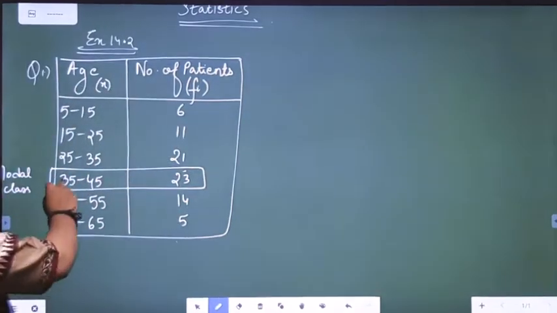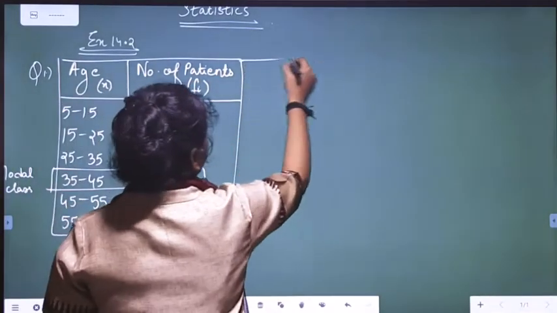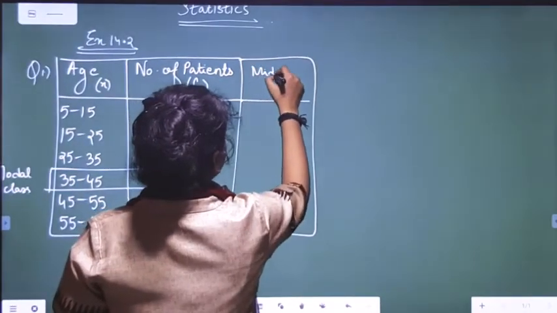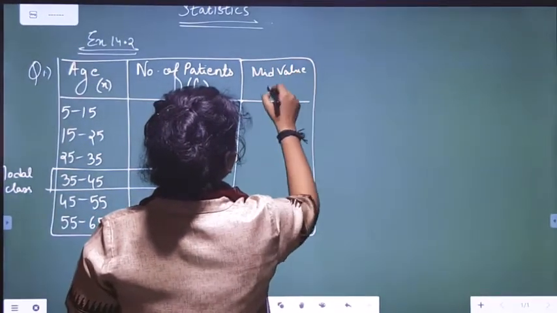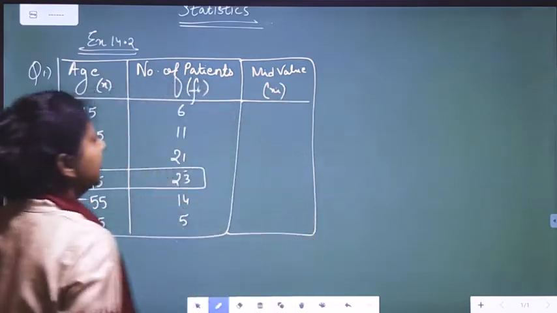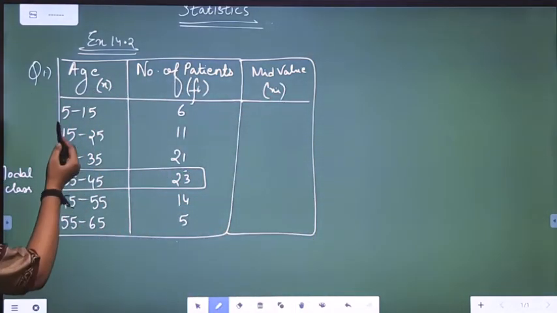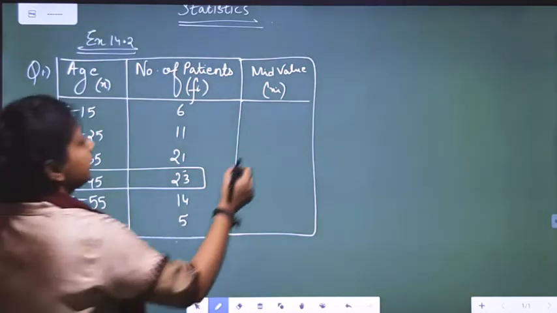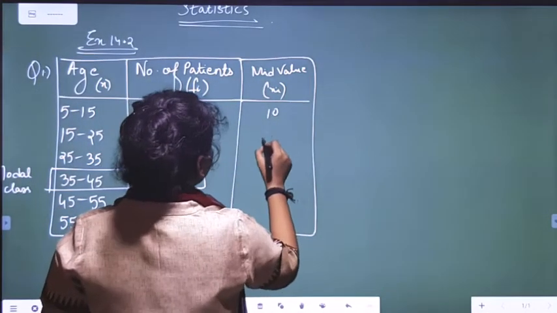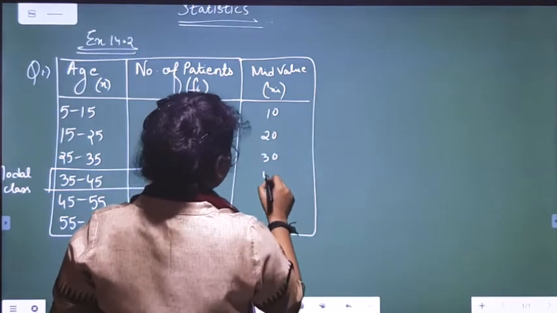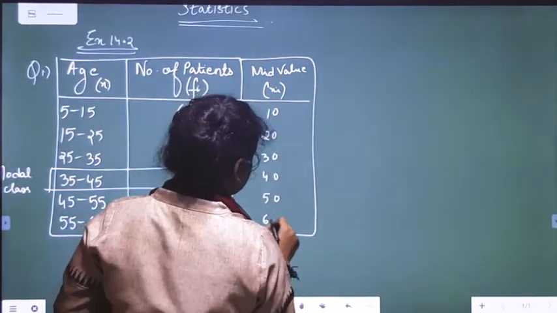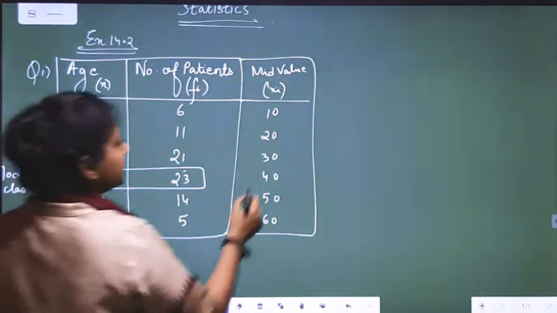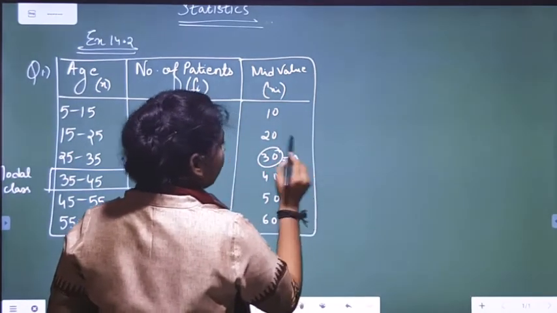Okay, so this is X, this is Fi. Now next is to find out the mid value or the class mark. Mid value is denoted by Xi, right? The mid value between 5 to 15 will be 10. Then next will be 20, then 30, 40, 50 and 60. So these are our mid values. Among these we can consider this to be our assumed mean A.